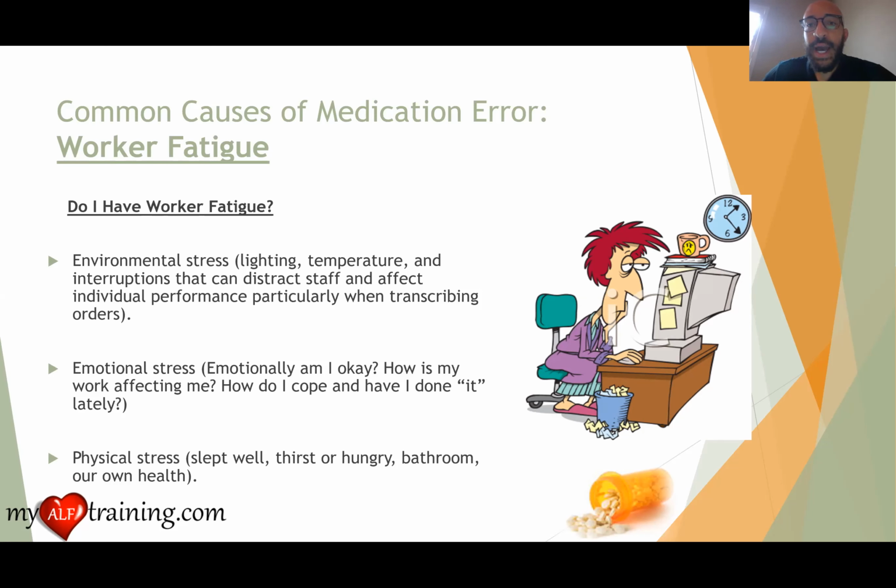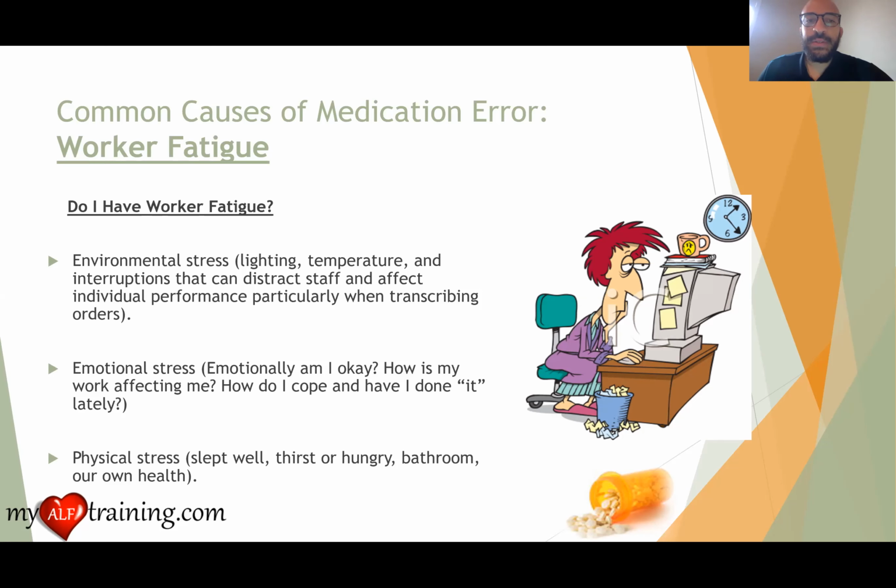So, how do you know if you're tired because you're working hard and you're having a busy shift, but you're great at your job and you can get through it? You're tough. You've had rough days like this before. You can get through it, but is you getting through it the safest thing for the patient? Should you stop and take a break? Do you have worker fatigue?